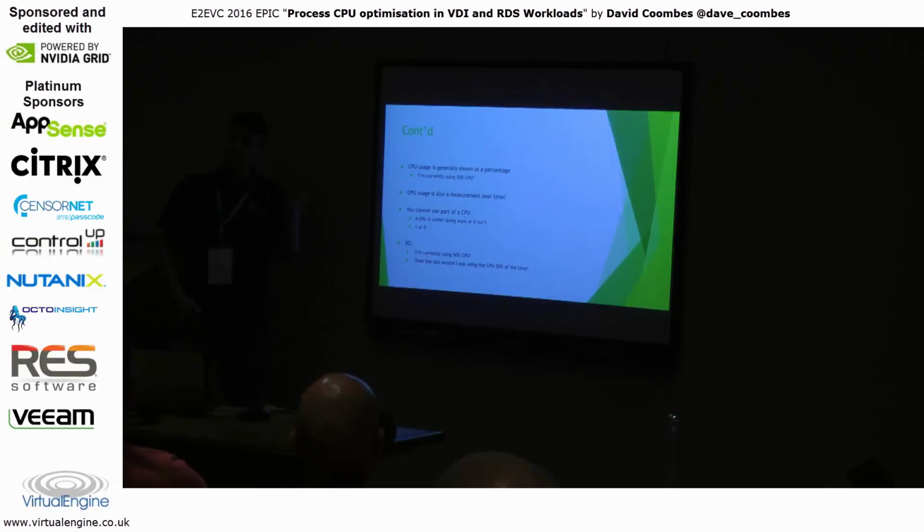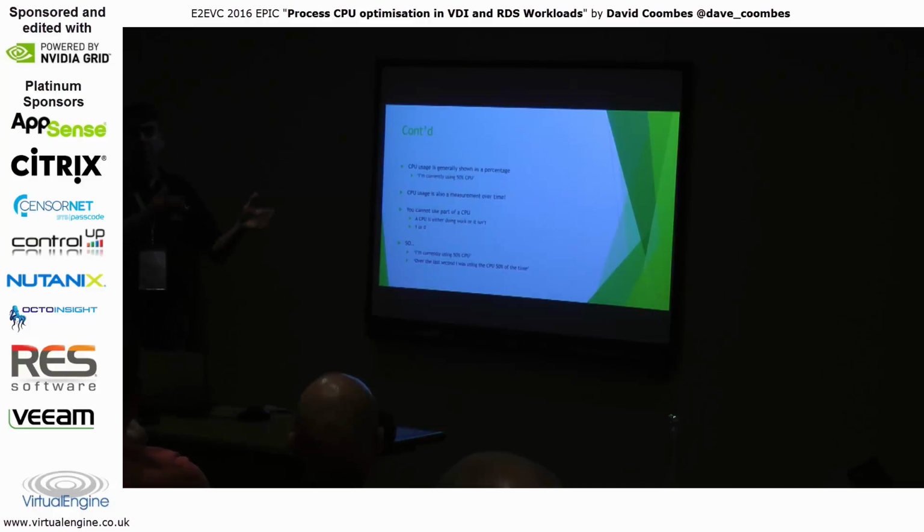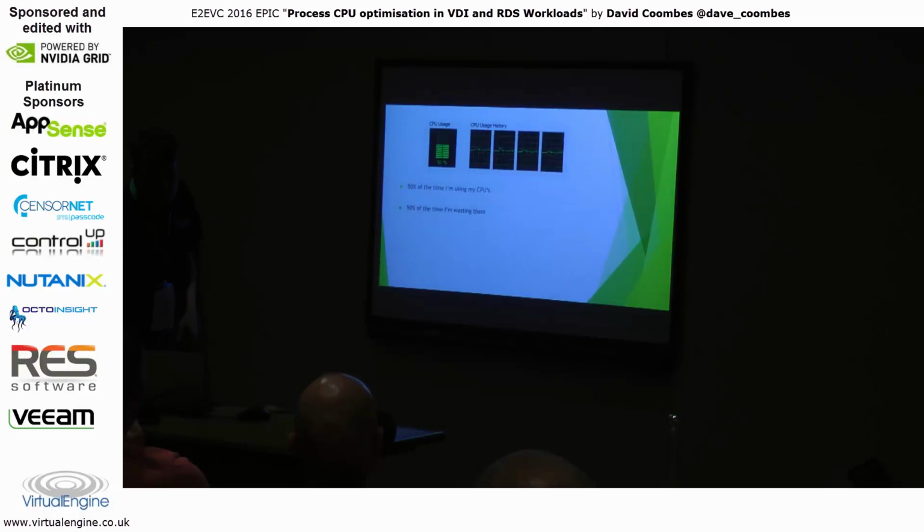So I'm currently using 50% CPU. It's actually better phrased as: over the last second or period of time, I was using the CPU 50% of the time. So at 50% or 75%, you're using it, you're not using it. Very important distinction. So, as I said, if you're running at 50%, I'm using it 50% of the time, and 50% of the time I'm wasting it; it's sat idle, not doing anything.